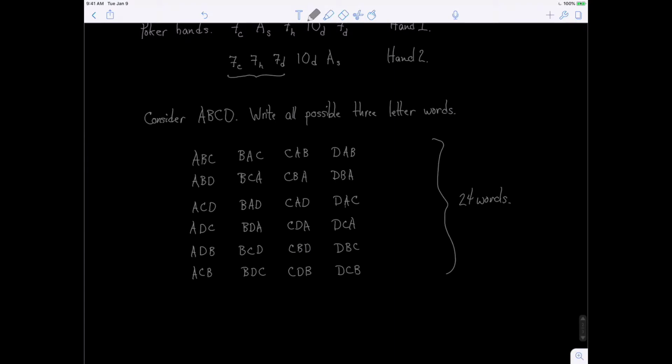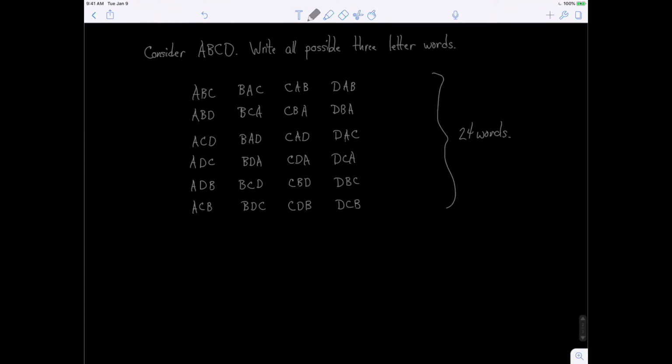We actually could have found that fairly easily by using what we've learned. We could have said, well, there's 4 different possibilities in the first position, 3 in the second, 2 in the third. So if I multiplied those together, I'd say 4 times 3, that's 12, times 2, that's 24. And that's what we would expect. Now, we're going to add something.